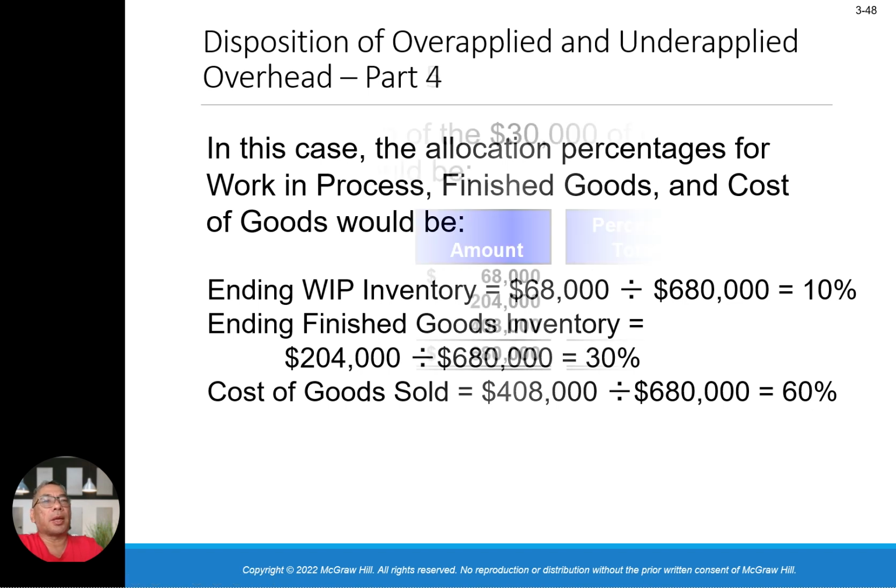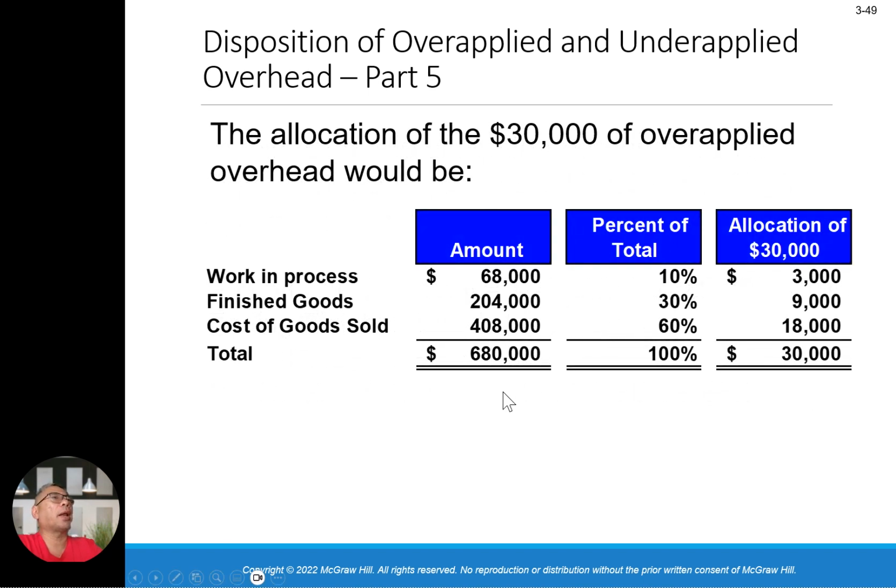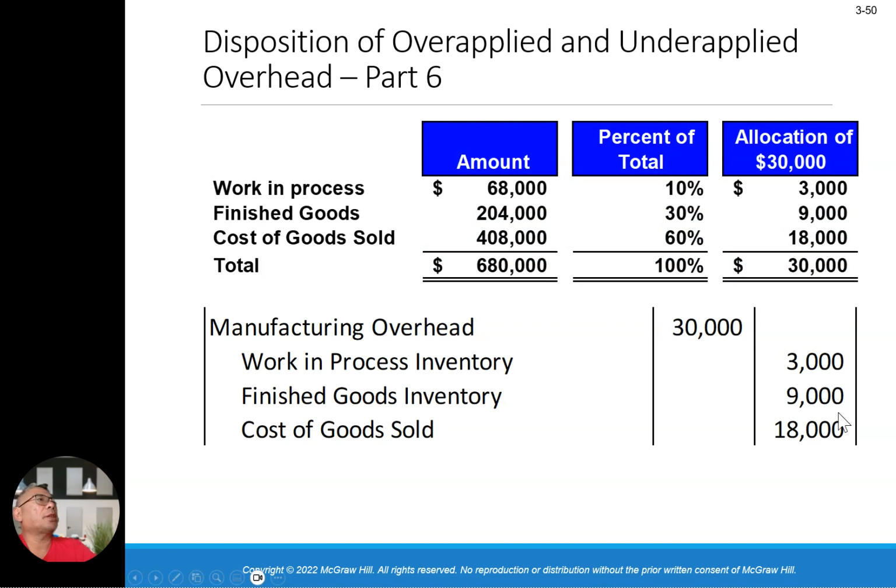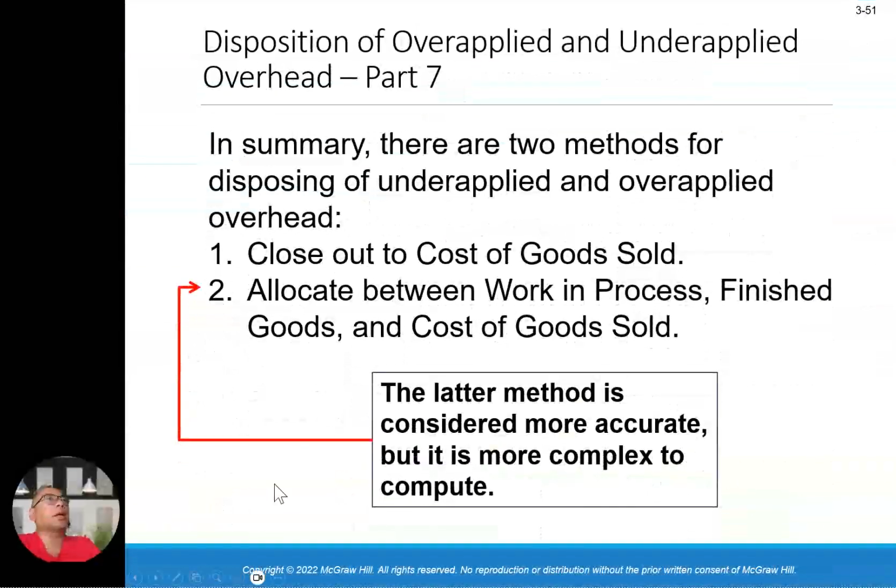So when you do that, the allocations will be applied like this. Okay, allocation of 30,000 on a percentage basis. All right, that's how you do that step, percentage basis. So how are you going to look at the amount of percentage? How are you going to book it? Manufacturing overhead debit is 30,000. Work in process credit 3,000. Finished goods inventory 9,000. Credit cost of goods sold is 18,000. Okay. And then look at the next one.